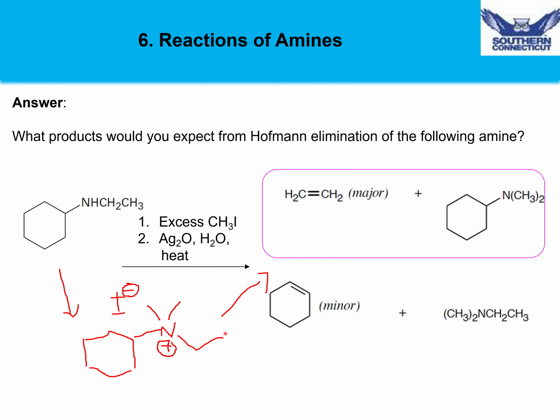The hydroxide ion can remove a hydrogen on this carbon. So let's draw that out. If we have a hydrogen here, we can remove that hydrogen. So base, we'll remove that hydrogen. These electrons will lead to a double bond forming there by elimination of the nitrogen, which notice has two methyl groups as well as a cyclohexyl group. So that would lead to the products that you see on the top, ethylene, as well as this dimethylcyclohexylamine.